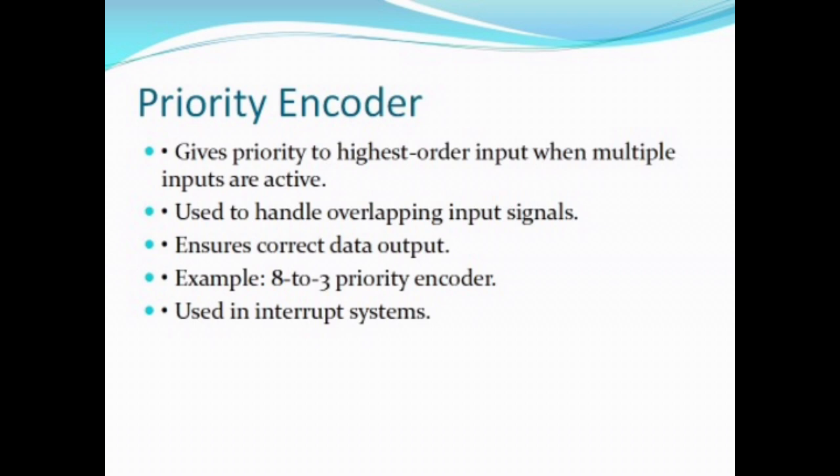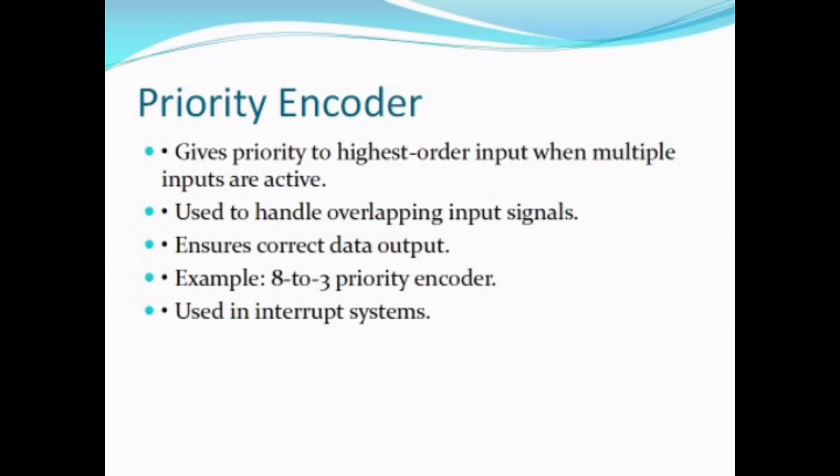It is commonly used in interrupt handling systems of microprocessors. Mainly the priority encoder is used in microprocessors and also in many interrupt systems. The 8 to 3 priority encoder is the most used.